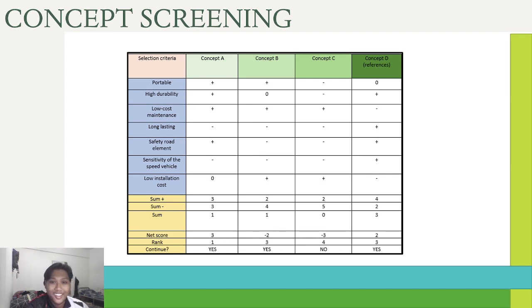Concept A gets the first rank. Concept B gets the second. And concept D gets the third rank. Okay, concept C gets the last, which is fourth in rank. Our team decided to continue with concept A, concept B, and concept C to develop this product. Okay, let's go to the next step.